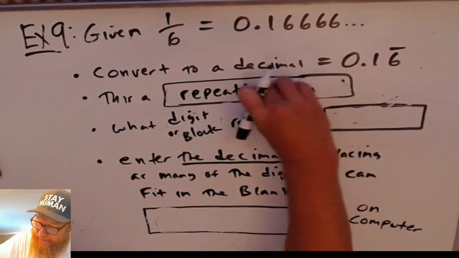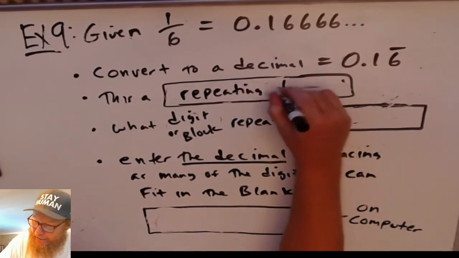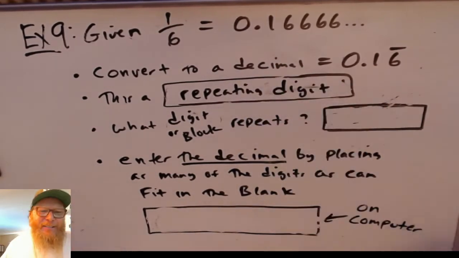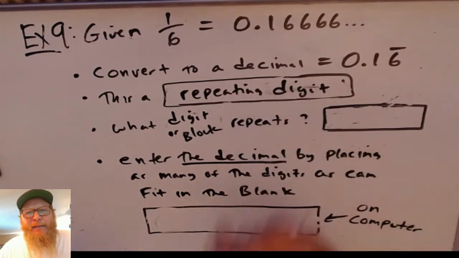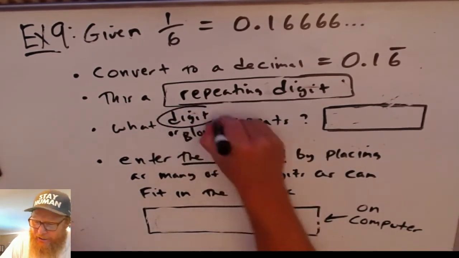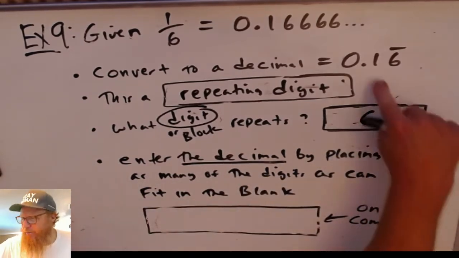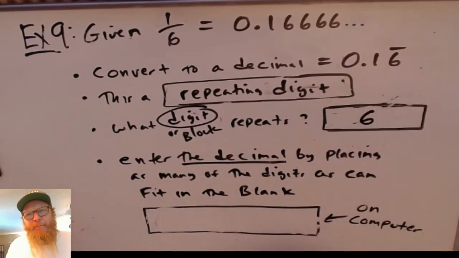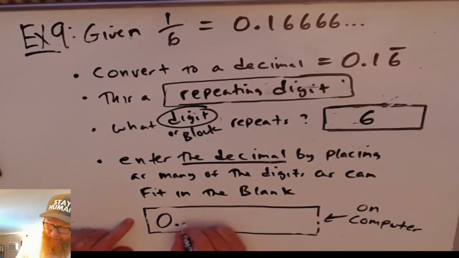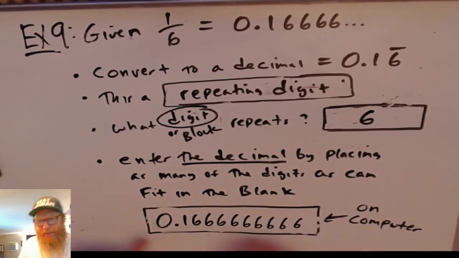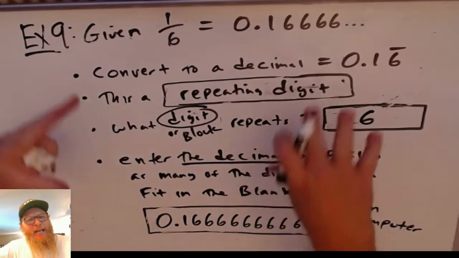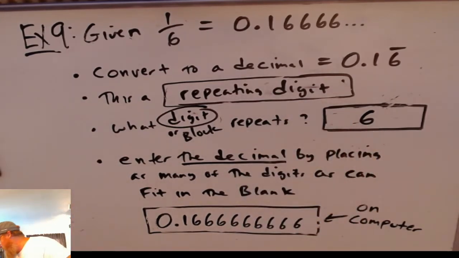I want to be very clear. It's a repeating digit. Sometimes we call it a repeating decimal. I know what you mean when you say that, but technically it's a digit. What digit repeats? Well, the 6 repeats. The 1 does not repeat. And then fit as many of them in the screen as you possibly can. I think we did this a few minutes ago. I didn't present it in this form.